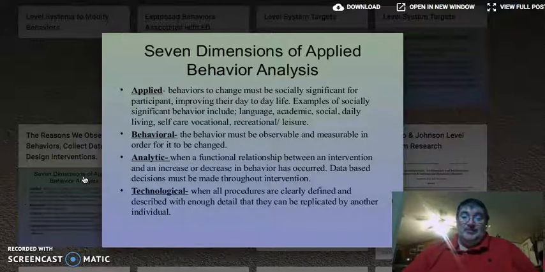Technological: when all procedures are clearly defined and described with enough detail that they can be replicated by another individual. To me, this means that we've created a level system. Somebody else, a teacher, an aide, or somebody else can walk in our shoes and implement this without any question or little understanding.